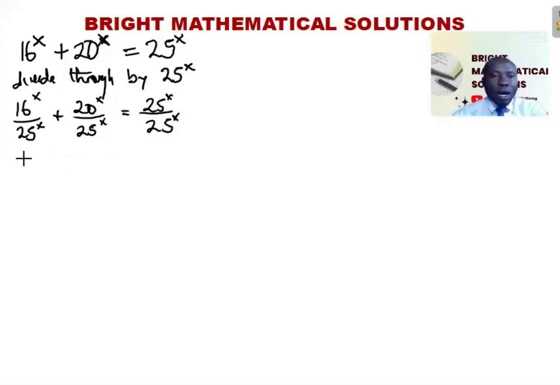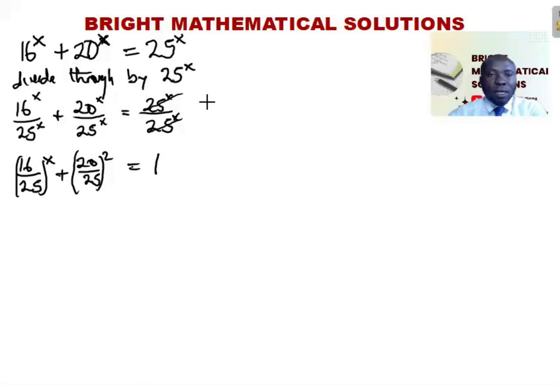So from here, since the powers are the same, we can bring them out. Therefore this becomes 16 over 25 raised to x plus 20 over 25 raised to x equals 1. So this divides this and that becomes 1, since they are the same thing. Now from here we can manipulate further.